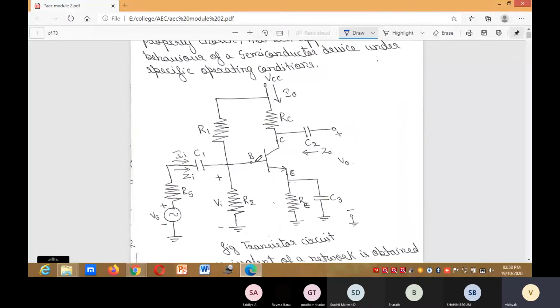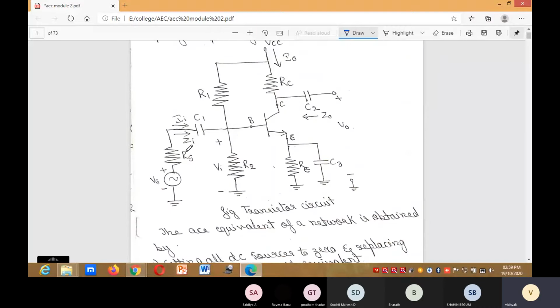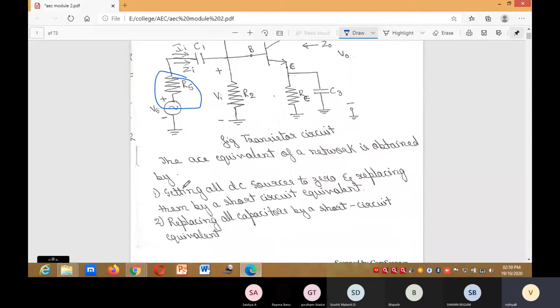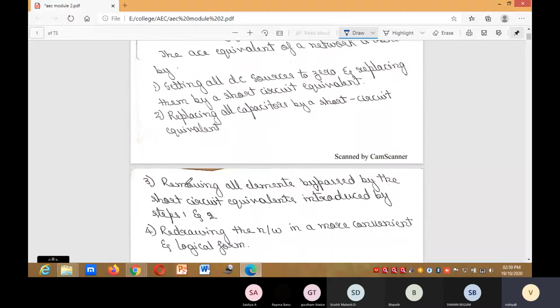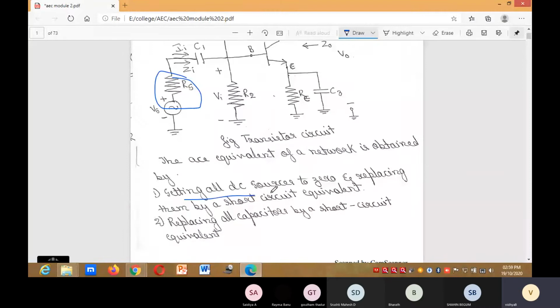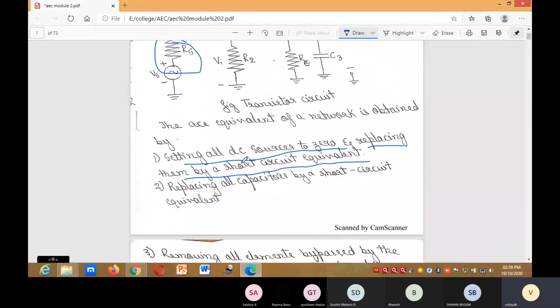Base, collector, emitter. For the base, two resistors are connected, and the source resistor, RC and RE. The AC equivalent of a network is obtained as follows. To get the AC equivalent of a network, these are the four steps. First, setting all DC sources to 0 and replacing them by a short circuit equivalent.